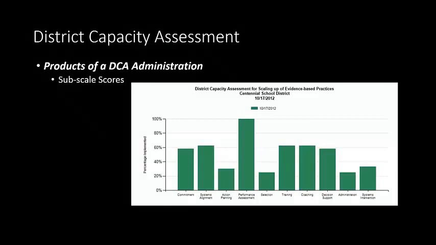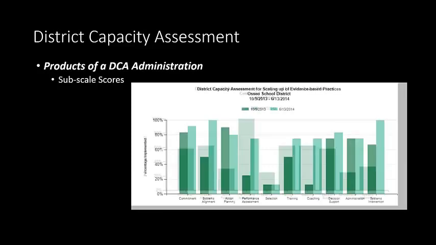The sub-skills scores, you can see here, they're doing really well in performance assessments. Selection is a little bit low. Administration and systems interventions are a little bit low. The other categories are approaching 80%, and our goal really is to get to 80%. So if we were to use the sub-skills, as you'll see in a moment, this is an opportunity to craft an action plan for next year.